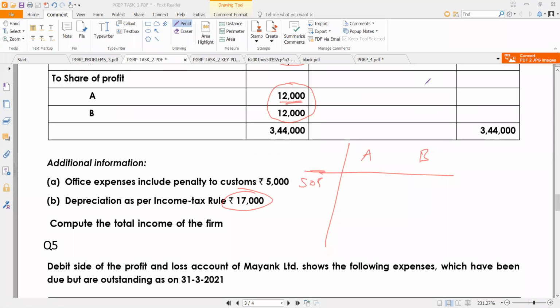One by one. My question is simple. Don't create new things. My question: 12,000 rupees share of profit received by the partners from the partnership firm, 12,000, 12,000, taxable or not taxable is the question. Somebody says taxable, somebody says not taxable. Okay. Not taxable, not taxable. Okay, good.